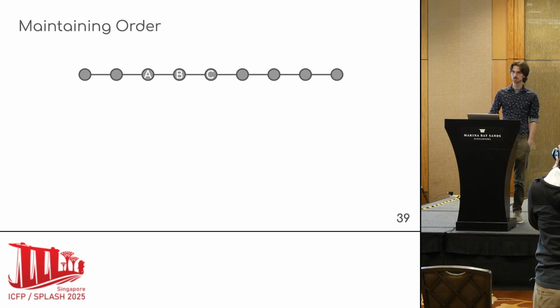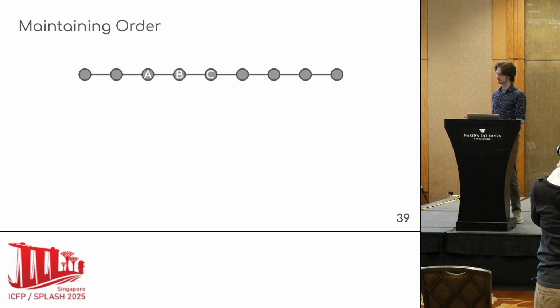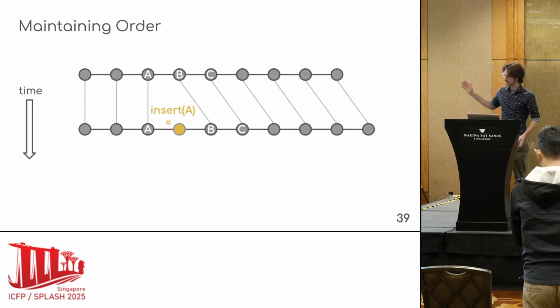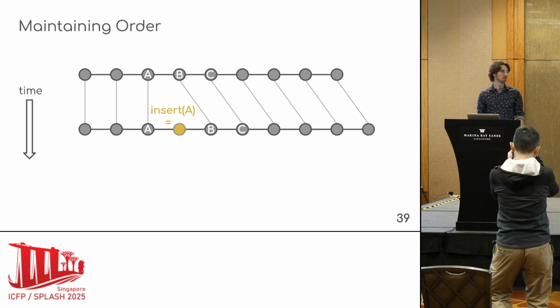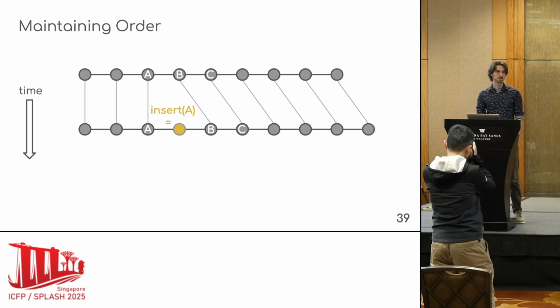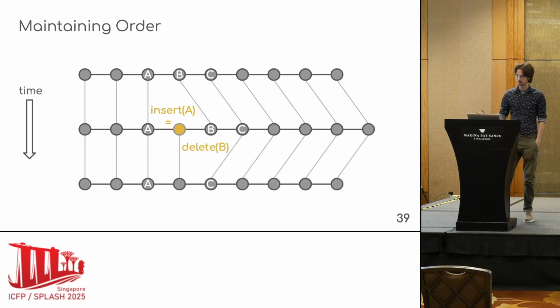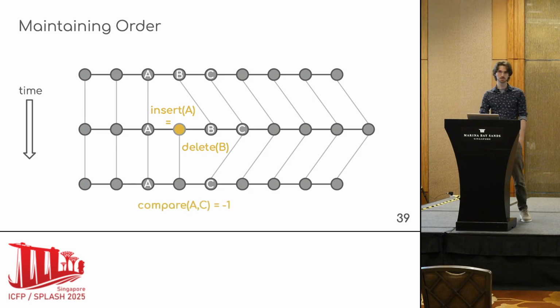The order maintenance data structure maintains a finite set of ordered elements, and it supports an insert operation. So I'm showing you how that manipulates the data structure over time. The insert operation inserts a new element directly after an existing element. You can also delete elements in the order. And of course, you can compare elements in the order. And if cleverly implemented, each of these operations can be O(1) time, amortized.